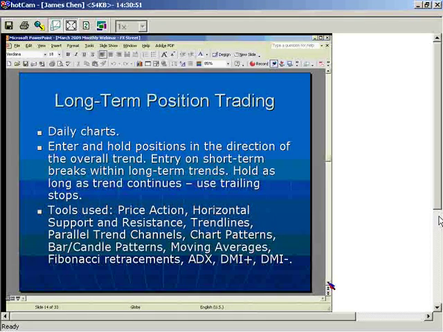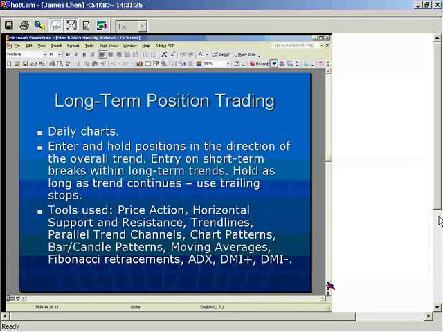This is my basic strategy for long-term position trading. One of my primary strategies, okay? Using daily charts, you enter and hold positions in the direction of the overall trend. That's obvious. Now, position trading, trend following, that type of thing, you're going to be looking at the daily charts, but you're looking for longer-term positions, and your entry would generally be on short-term breaks within the long-term trends. And I've done several webinars on this, so some of you may be familiar with that, but I'll show you this on the chart as well.